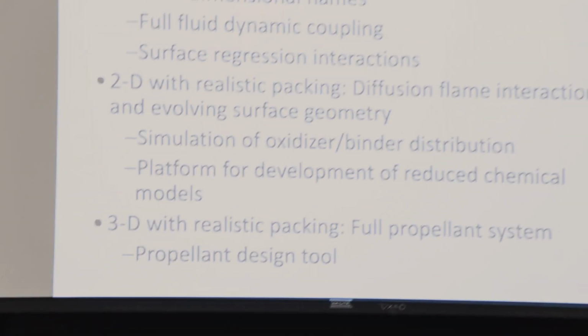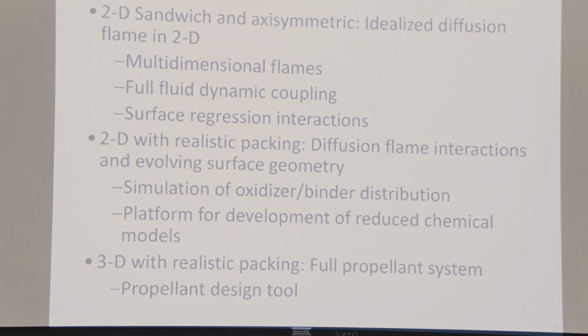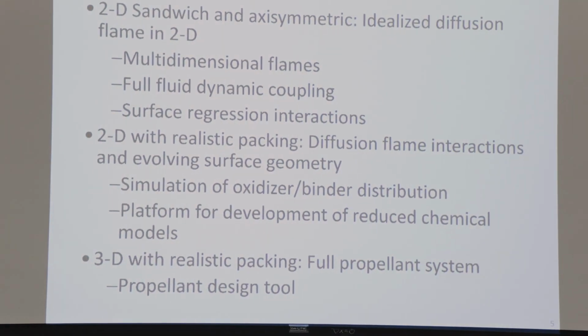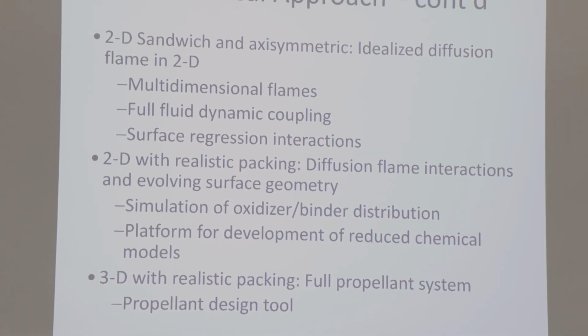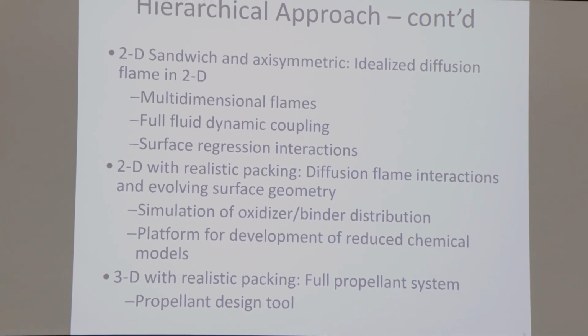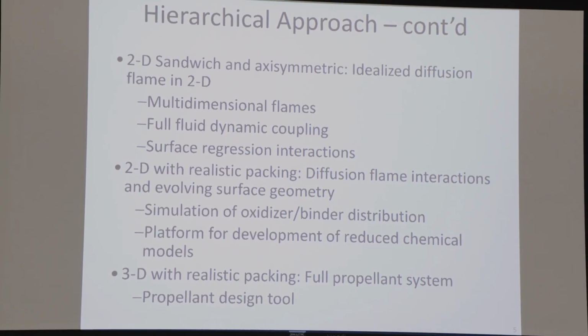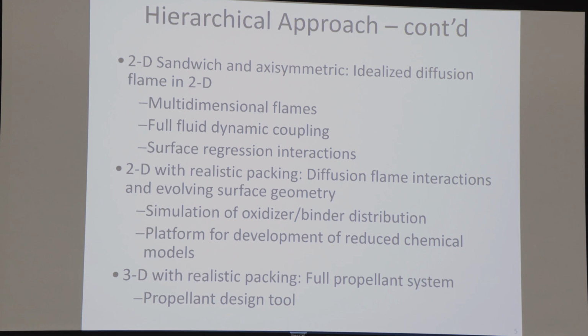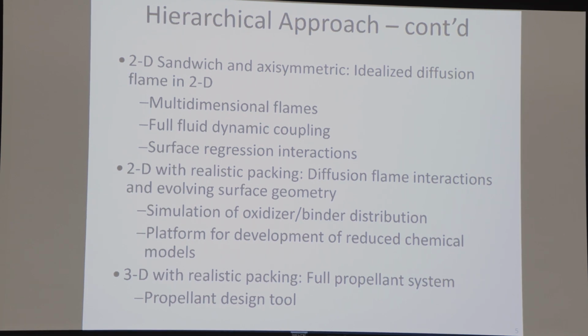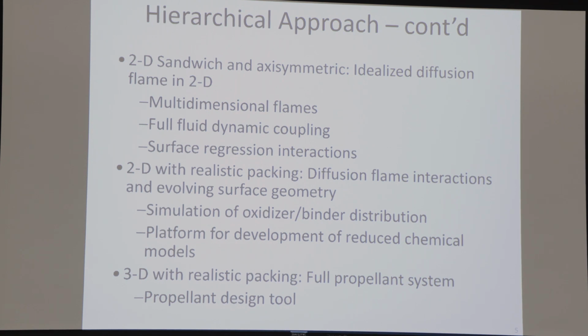So now I'm going to have some sort of packing code that actually creates those matrix of particles. And I look at diffusion flame interactions and the evolving surface geometry. And it basically becomes in a 2D structure first, and then moving on to a 3-dimensional structure. Very complicated calculations. And at the 3D level, doing realistic work would take a long time on a computer.